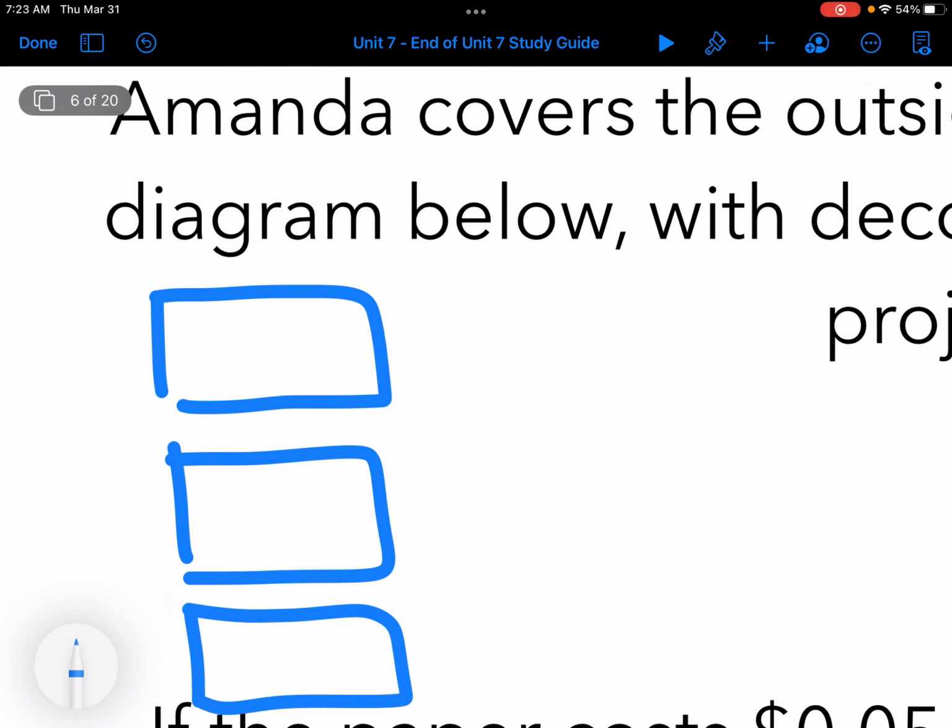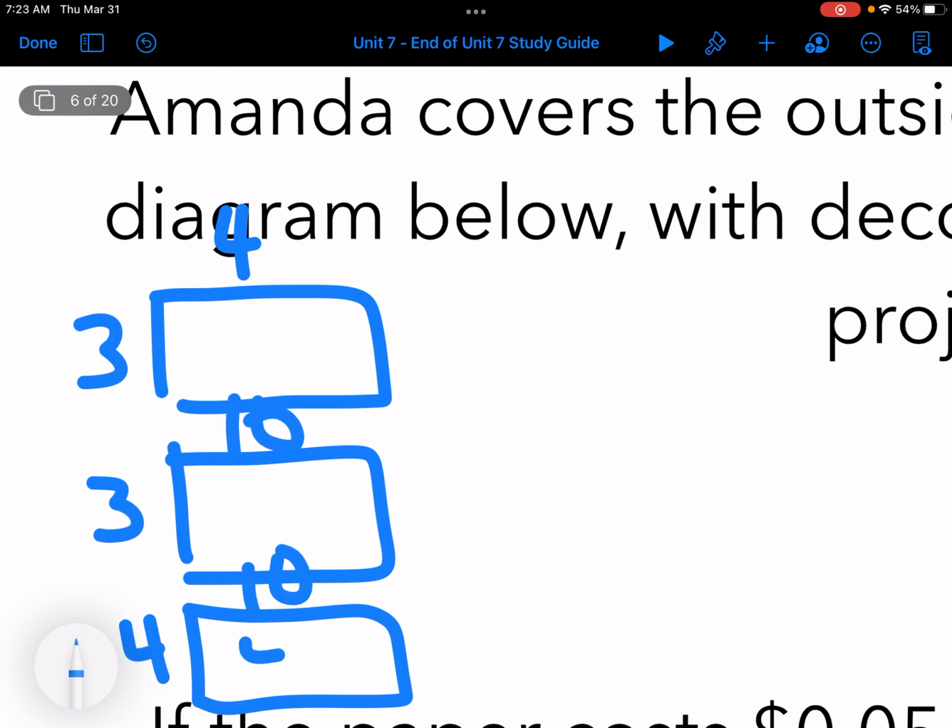I could draw a net if I wanted to, but for this one, I'm just going to draw my 3 rectangles and I'm going to multiply them by 2 because I know I have a left and a right side, a front and a back, and a top and a bottom. So I have 3 by 4, 3 by 10, and a 4 by 10. So that means I have an area of 40, 30, and 12.